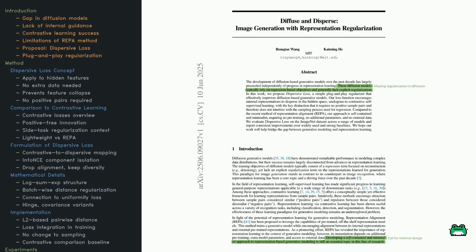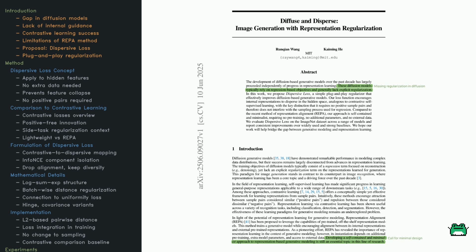There's one attempt that tried to bridge this gap. REPA, short for representation alignment. It aligns the internal features of a generative model with those from a powerful pre-trained network. But that comes at a cost. It needs a big pre-trained model, extra parameters, and access to external data. It's not lightweight or flexible.